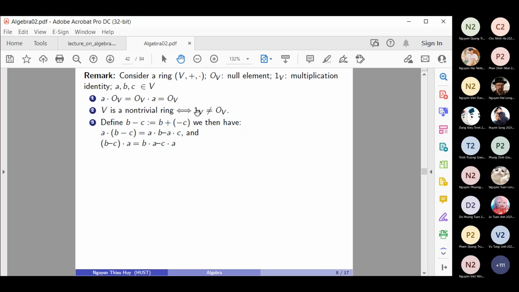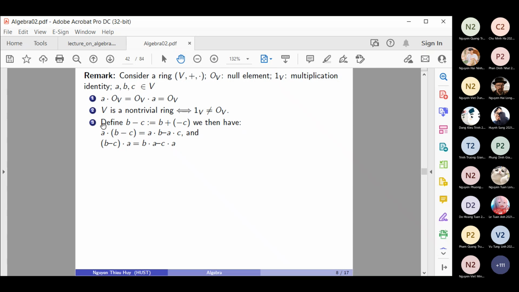It is clear, because when they are the same, then there is only one element, because A multiplied by 1 is A multiplied by 0, which is 0. Therefore, if I want to have a non-trivial ring, it is equivalent to the fact that the two neutral elements, relative to multiplication and relative to addition, should be different.